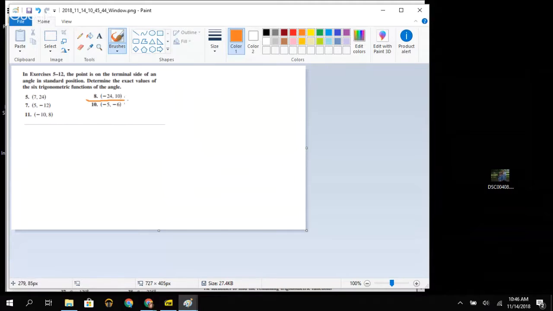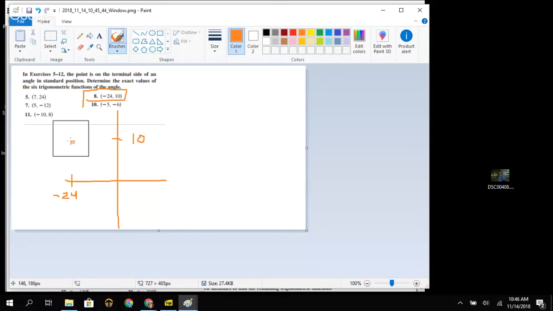Okay, so number 8, we have a point at x equals -24, y equals 10. This graph is obviously not to scale, and this is where my point is. I want to know what is theta? And I want to know the sine of theta, cosine of theta, tangent of theta, and all those things. So how are we going to do this?